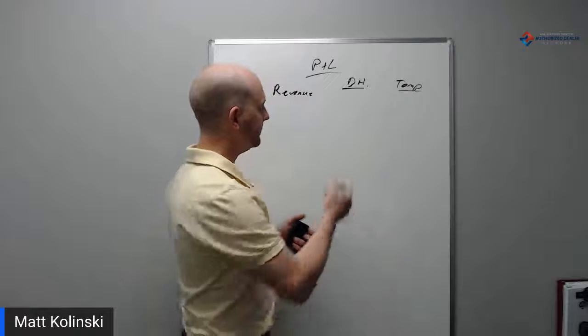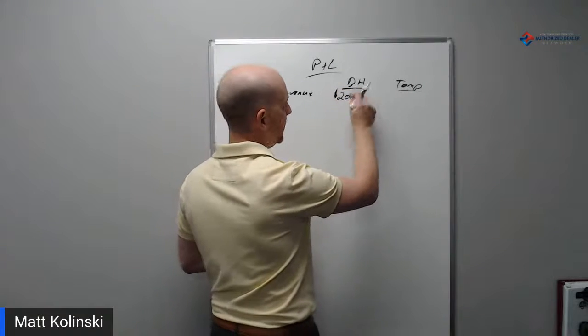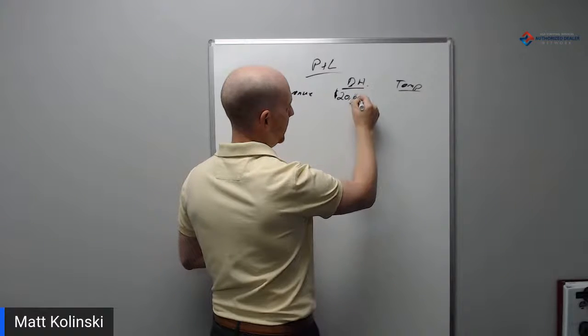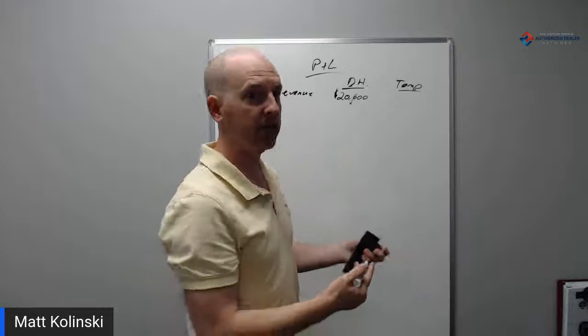Let's do $20,000 as a perm placement direct hire fee. Your $20,000 goes up here. So if you do a placement and you make $20,000 for it, it goes on your revenue.